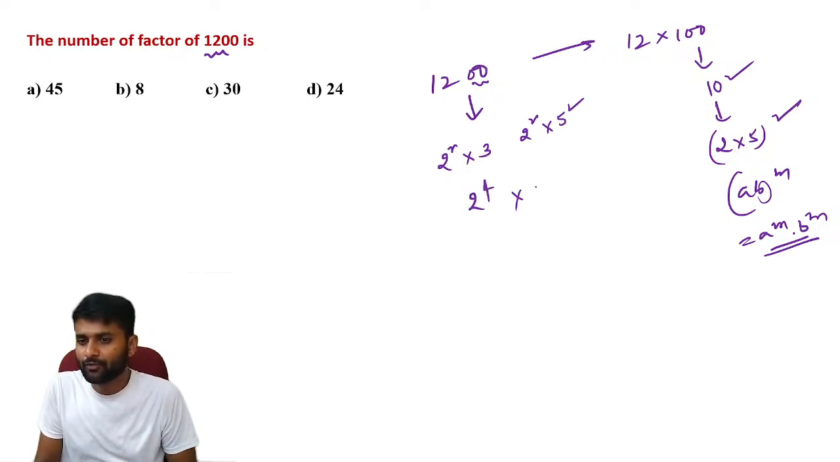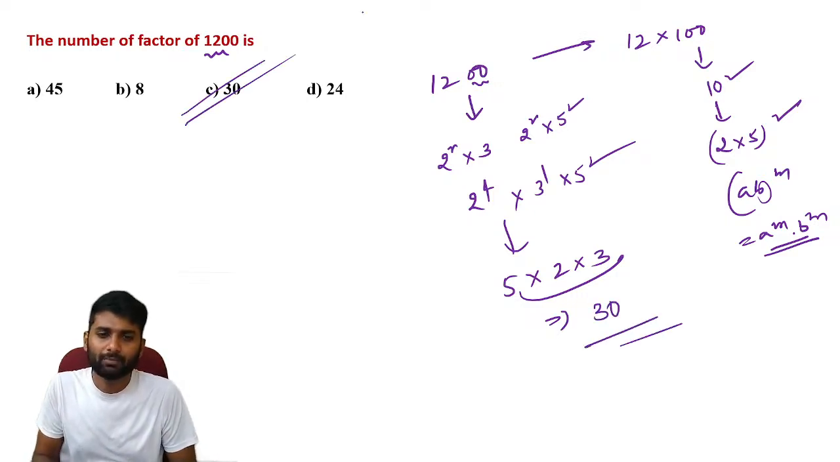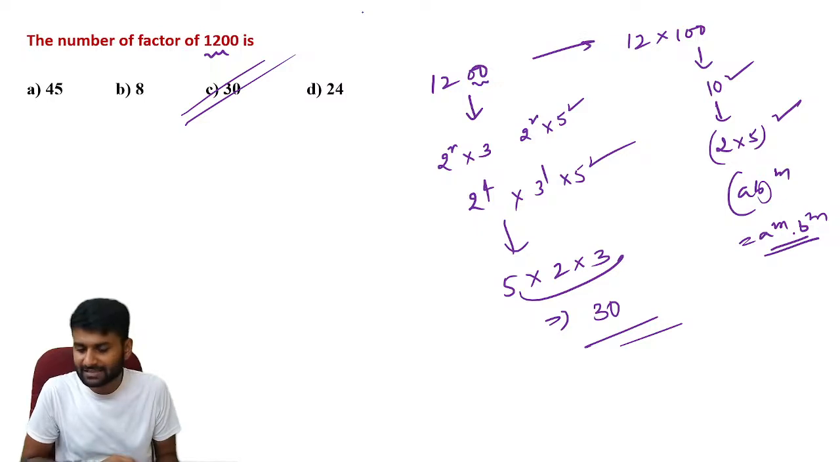We are using all these properties to identify the prime factors. Now finally 2 power 4, 3 power 1, 5 square. Here number of factors is 5 into 2 into 3. So 5 into 3 is 15, 15 into 2 is equal to 30. Here the number of factors of 1200 is 30.